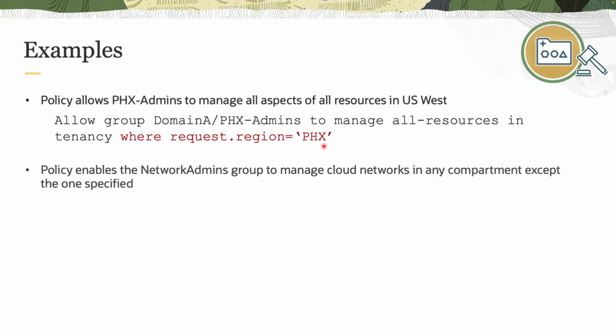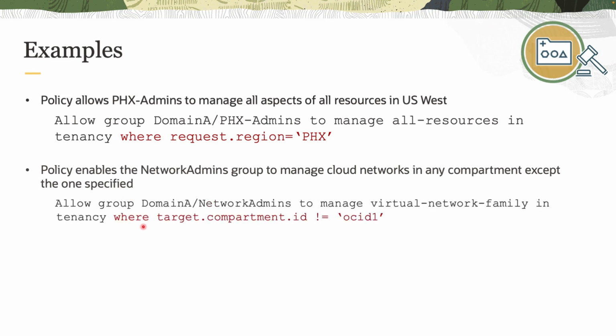Second example, suppose you want to restrict access to a specific compartment. In this scenario, you want to allow a particular group to manage the virtual network family in your tenancy, but you need to restrict their access to a specific compartment. To achieve this, you can include a where clause with the condition target.compartment.id not equal to the OCID of the target compartment. By adding this condition, the policy ensures that users in the network admin group can manage the virtual network family in the entire tenancy, except for the designated compartment.